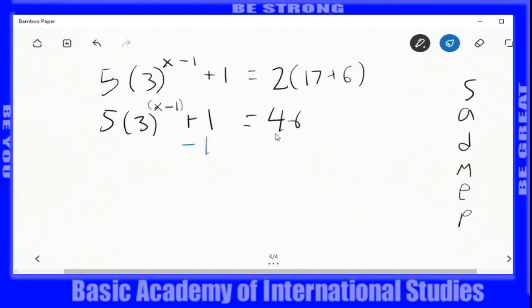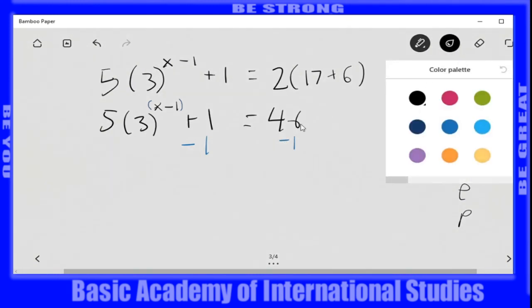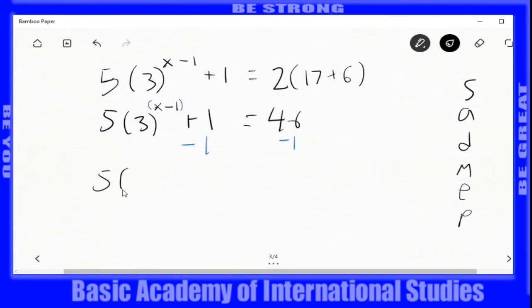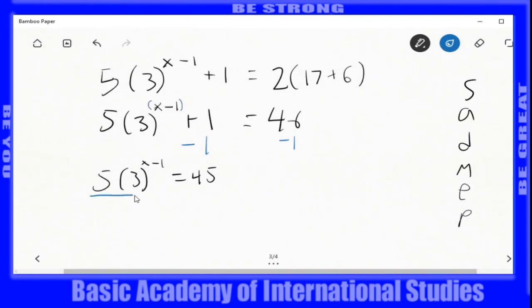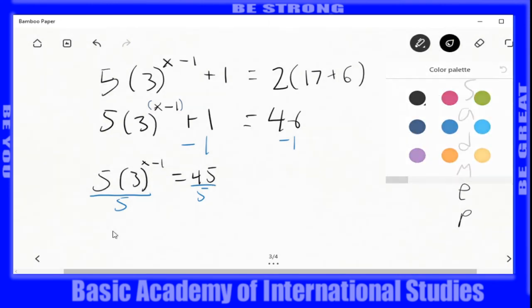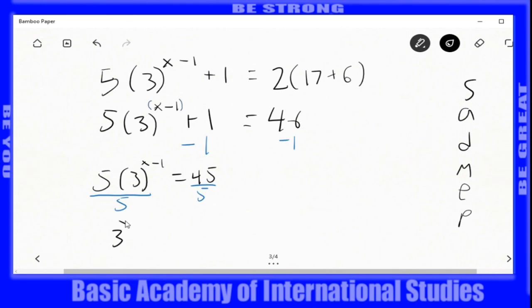Subtracting that 1 from both sides leaves us with 5 times 3 to the power of x minus 1 equals 45. Now, once again, following back through, the multiplication comes next. And the multiplication in this case we have to get rid of is this 5. Opposite of multiplication is division. So dividing both sides by 5, we end up with 3 to the power of x minus 1 equals 9.